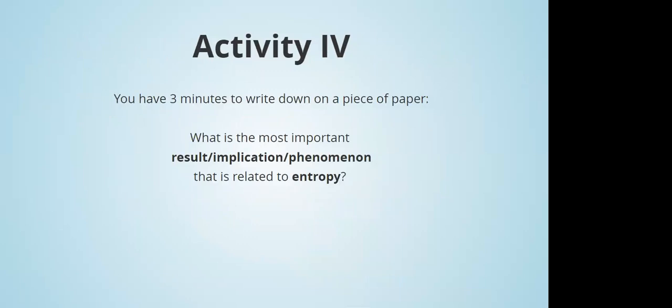And again, we start with this small activity, and I have seen the papers here. Great. Basically, now I'm interested in what is, in your opinion, the most important result or implication and phenomenon that is related to entropy. And I hope that after we finish this talk, we can have a look at the post-its and see what's been written there. Maybe somebody has the data to rewrite it. Can be another word cloud.